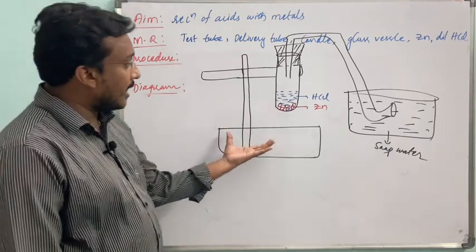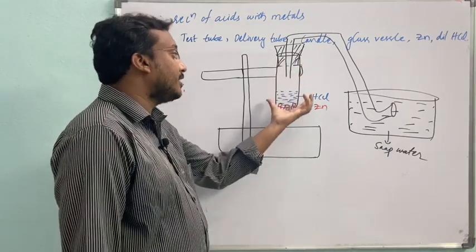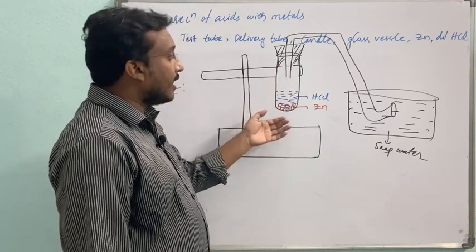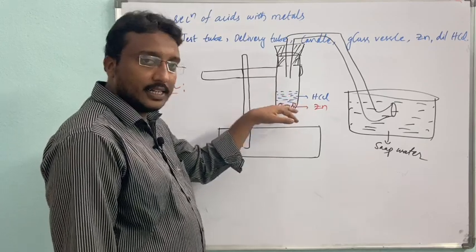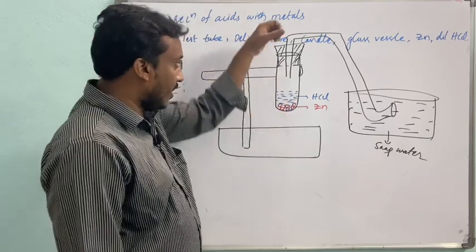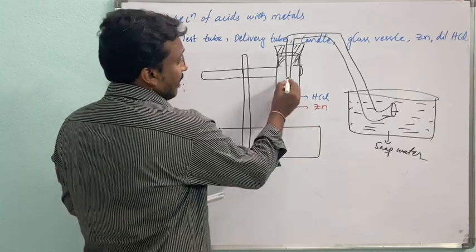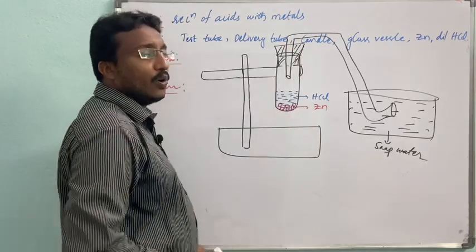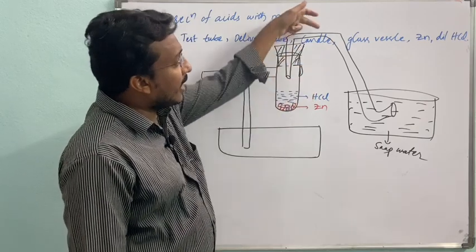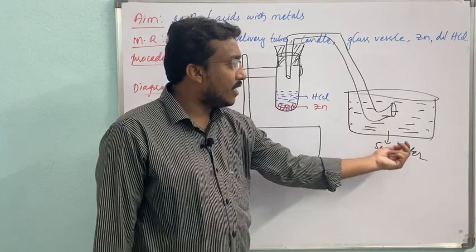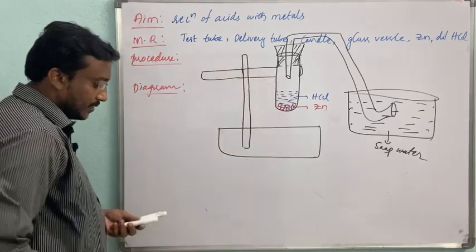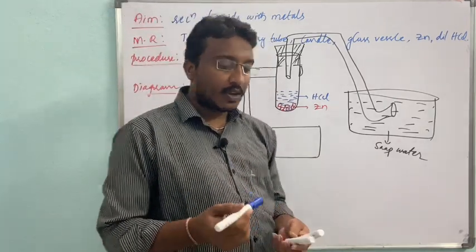Take a retort stand and fix a test tube to the retort stand. Take 10 ml of hydrochloric acid in the test tube and add a few zinc granules to it. After that, close the test tube with the help of a single hole rubber cork and fix the delivery tube in the test tube, with the other end in the glass vessel which contains the soap water. This is the procedure. What do you observe?